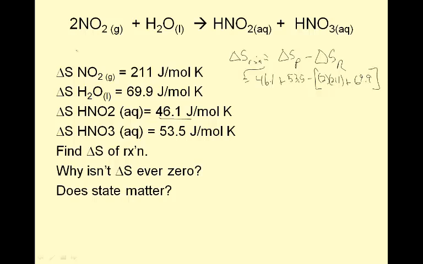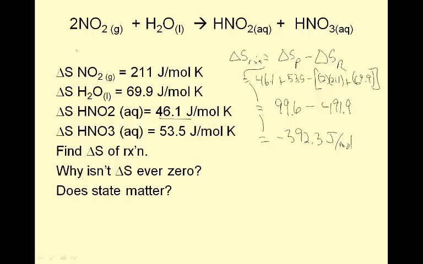69.9. If you remember when we did this before, we had a lot of negative numbers. And the reason why we can't have negative disorder is that remember, zero disorder is a perfect crystal at absolute zero, so you can't be any more ordered than that. So 46.1 plus 53.5 is 99.6 minus, and I like to do my distributions differently, 2 times 211, plus 69.9, 491.9. That would give me 99.6 minus 491.9, and I would get negative 392.3 joules per mole Kelvin.